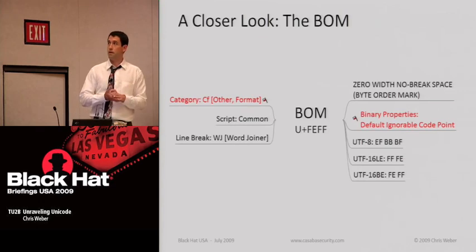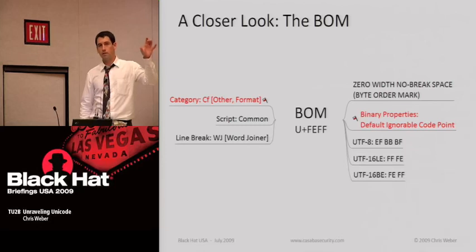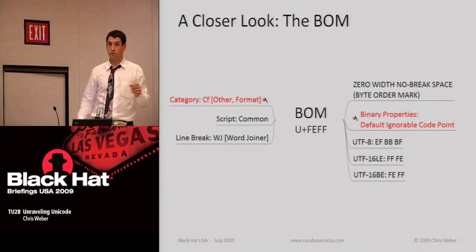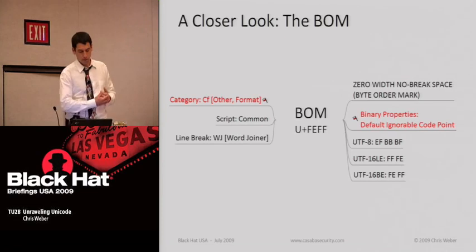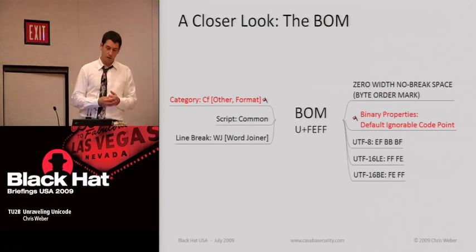It's there to tell the parser what the byte order is. So it's supposed to only occur at the very beginning of a text document, HTML, XML, whatever, and tell the parser that, hey, this is UTF-8 encoded, UTF-16 little endian encoded. But the bomb also carries other special meanings. It's actually in one of the invisibles, and it actually has this default property of being an ignorable.